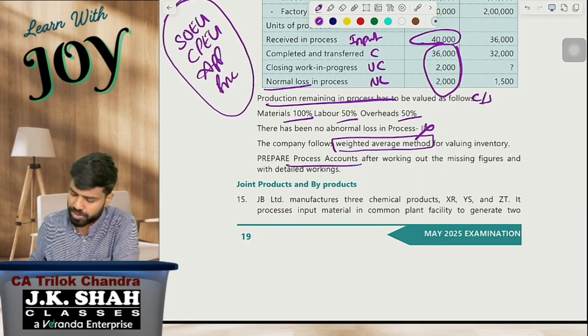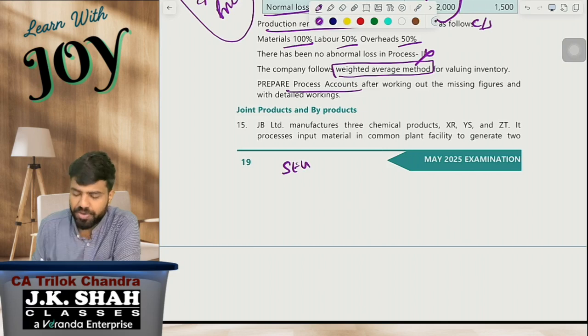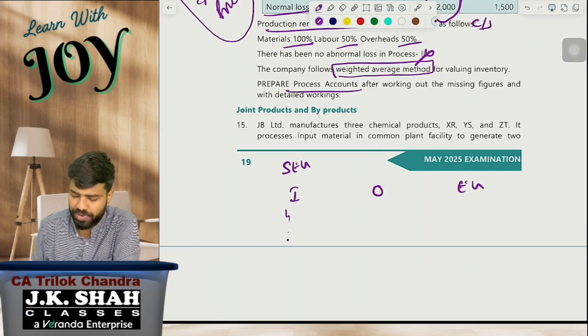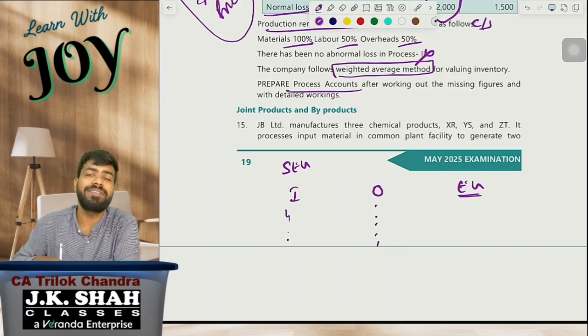Okay. Now look into the question. We know the statement of equivalent units. The format is input, output, equivalent units. Input will take all the units given. Output will take all the units. Equivalent units will take the percentage of work done in the current period.